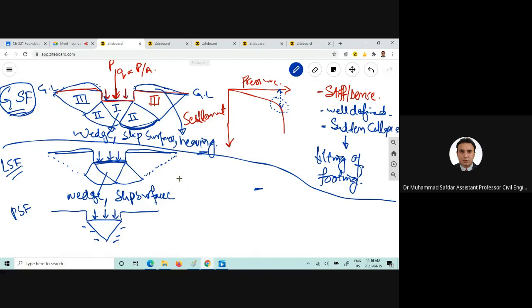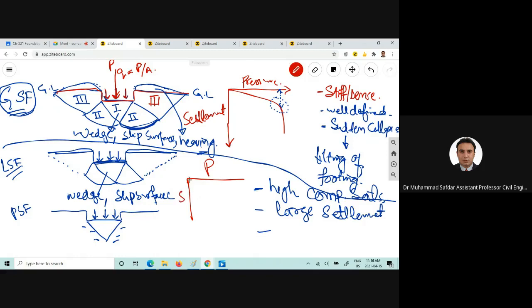Now, this type of shear failure will occur in high compressibility soils, and large settlement would occur. If you want to draw the pressure versus settlement curve, it is kind of increasing and increasing, and we don't have a well-defined failure load in this case. Okay.